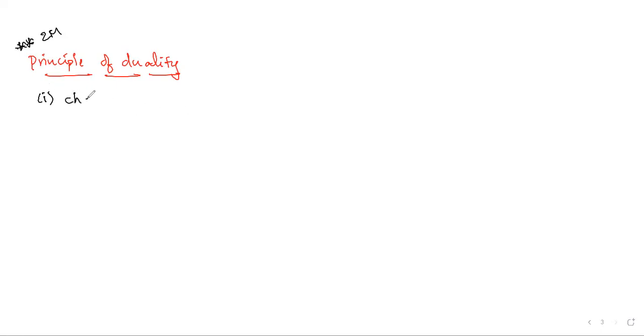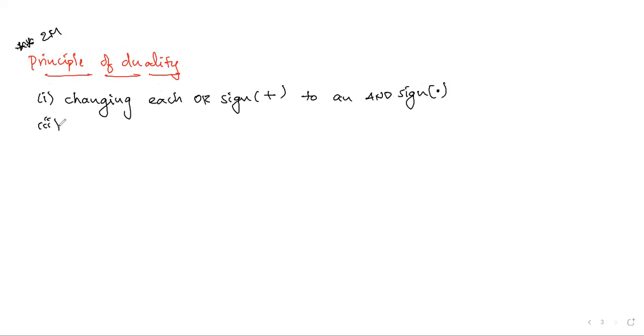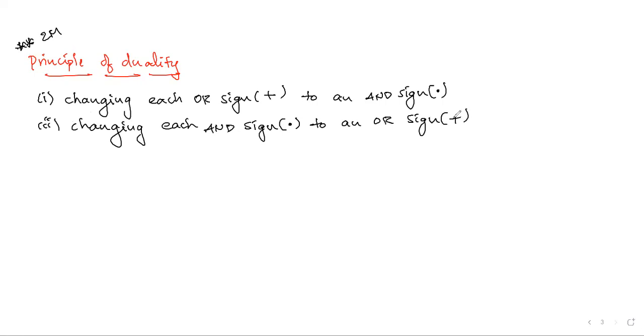See, the first rule we have here is changing each OR sign to an AND sign. The second one, changing each AND sign to an OR sign. Right. Now, third rule, see, the plus sign we have to change into the AND sign, and the AND sign we change into the plus sign, that is the OR sign. Okay. Now, we are going to change 0 by 1 and 1 by 0.